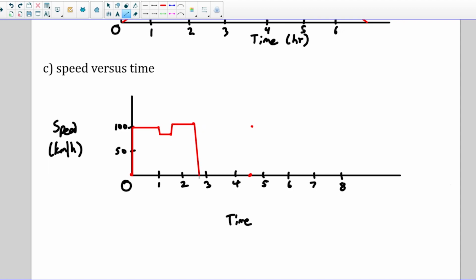We come down to 0 because we stopped for that meeting. And then we're going to speed back up to about 100 km/h. My notebook keeps making this a vertical line. It's not exactly a vertical line, but it's close enough. So she goes at 100 km/h until she gets home.